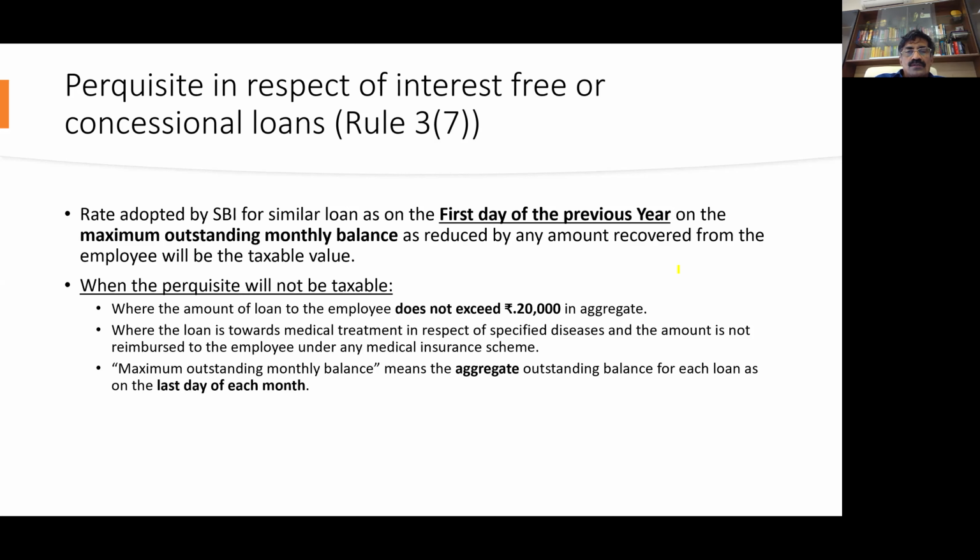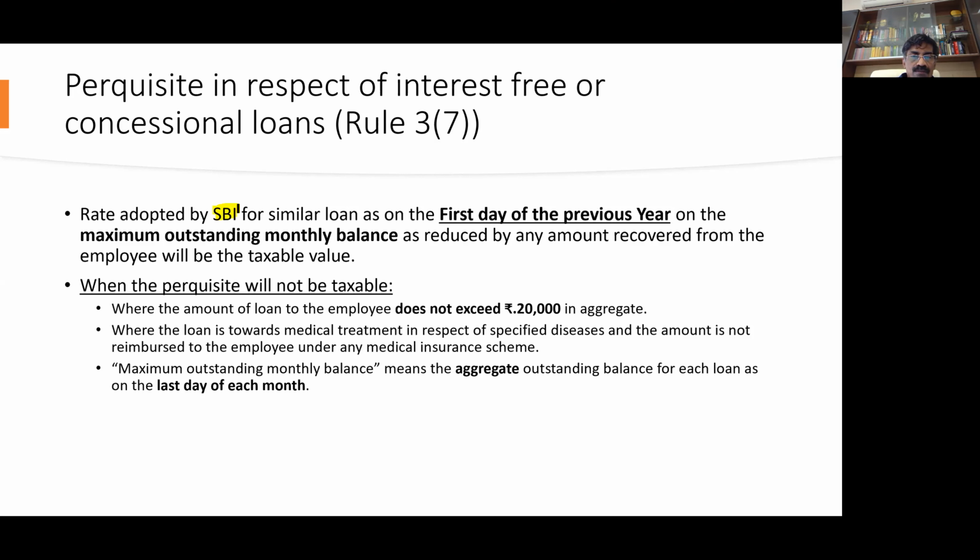Therefore, Rule 37 specifically provides the rate an employer should charge the employee. So what is that rate? The rate that should be charged by the employer for the purpose of this particular rule is the rate charged by the State Bank of India for a similar loan as on the first day. A lot of points need to be noted here.